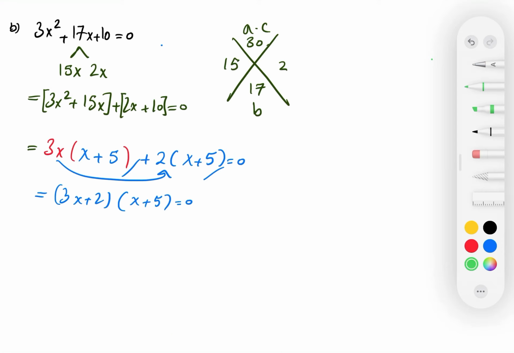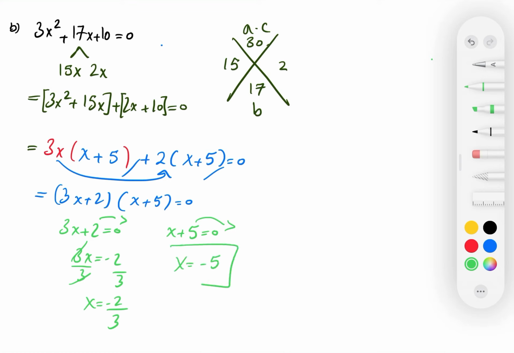So you just put them both equal to 0. 3x plus 2 is equal to 0, and x plus 5 is equal to 0. So 3x is equal to negative 2. And because I brought 2 to the other side, now divide both sides by 3, and x is equal to negative 2 over 3. As for the other number, you just bring 5 to the other side, and x is equal to negative 5.